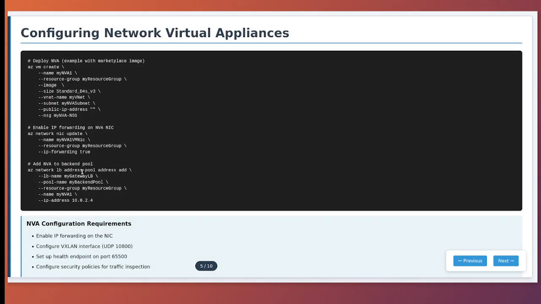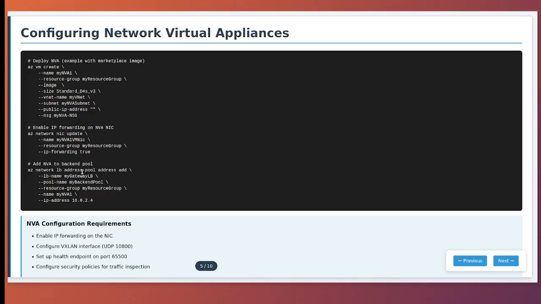Configuring network virtual appliances. Now that we have our gateway load balancer created, let's talk about configuring the network virtual appliances that will actually process your traffic. This is where the rubber meets the road, and proper configuration here is critical for a successful deployment.